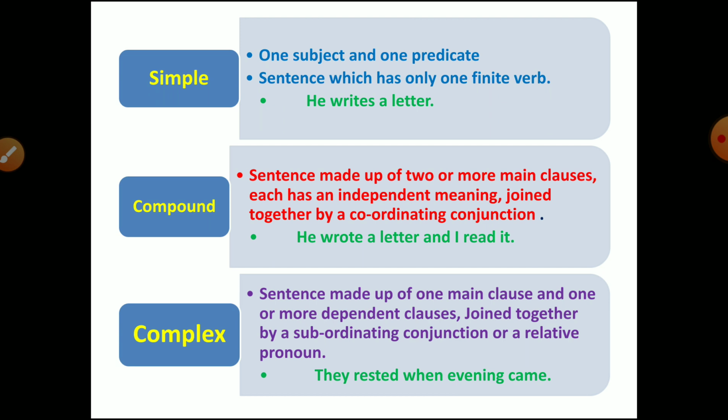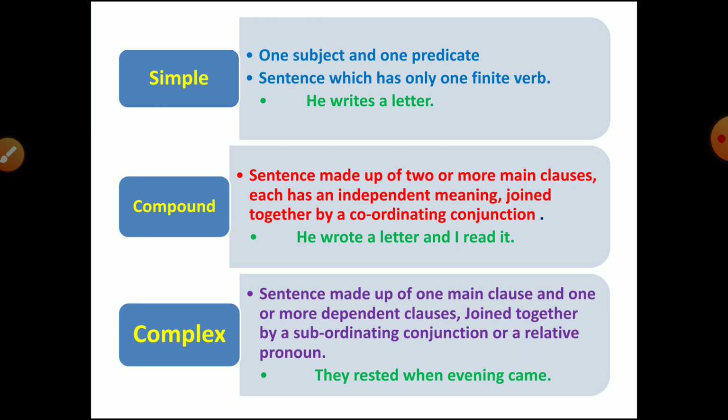We have discussed what's a finite verb and what is non-finite verb. So the example is: he writes a letter. He is the subject, writes is the verb, finite verb, and a letter is the object. So this is the sentence with one finite verb, that is writes, or this is the sentence with one subject, that is he, and one predicate, that's writes a letter. So such a sentence is called simple sentence.